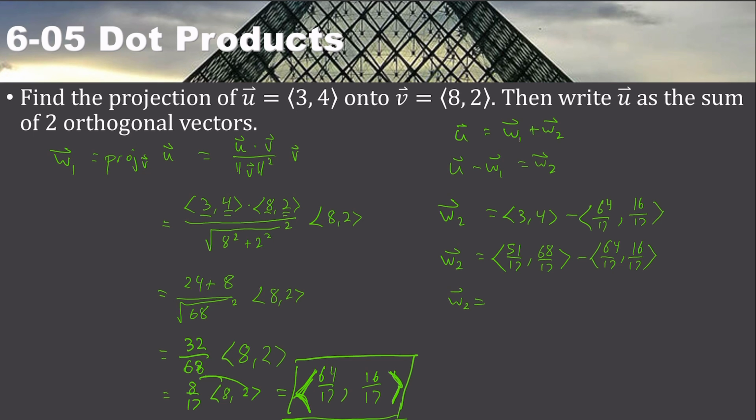So 51 minus 64 is negative 13 seventeenths. 68 minus 16 is 52 seventeenths. So there is w2, and so those are components of u. They're perpendicular to each other, and w1 is parallel to vector v.